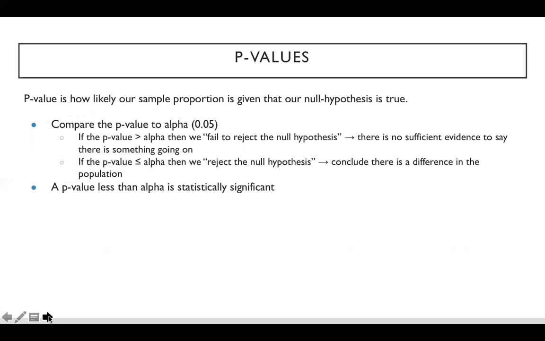This is just a refresher. I just went over the p-value. When you fail to reject the null hypothesis, when your p-value is greater than alpha, you're basically saying that there is no sufficient evidence to say that there is something going on here in your data. On the other hand, if your p-value is less than or equal to alpha, then we can reject the null hypothesis and conclude that there is a difference in the population. And make sure you note that your alpha is always 0.05 unless otherwise stated in the problem that you're working on.